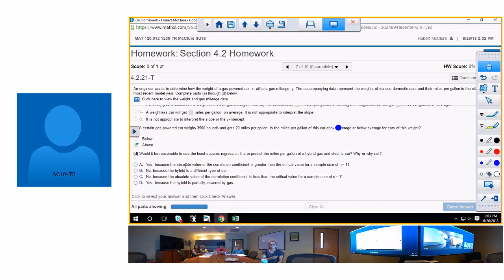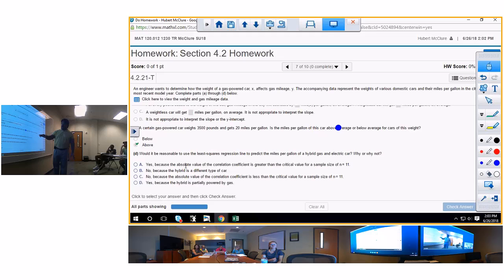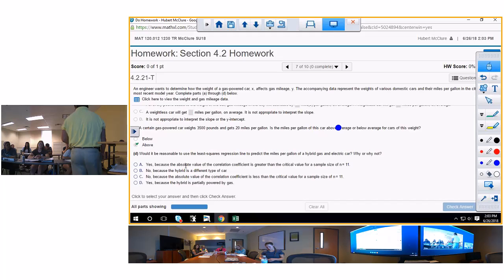Okay, what has that got to do with this? Trying to compare a gas-powered car to a gas and electric car is trying to compare a man and a woman. Can't do it. So I would say your answer is bare bones basic B. No, because the hybrid is a different type of car. And I bet you'll remember that on the next question when you're asked like this. You'll remember the jumper cables versus the 64 Mustang wire harness. You'll remember it easily.